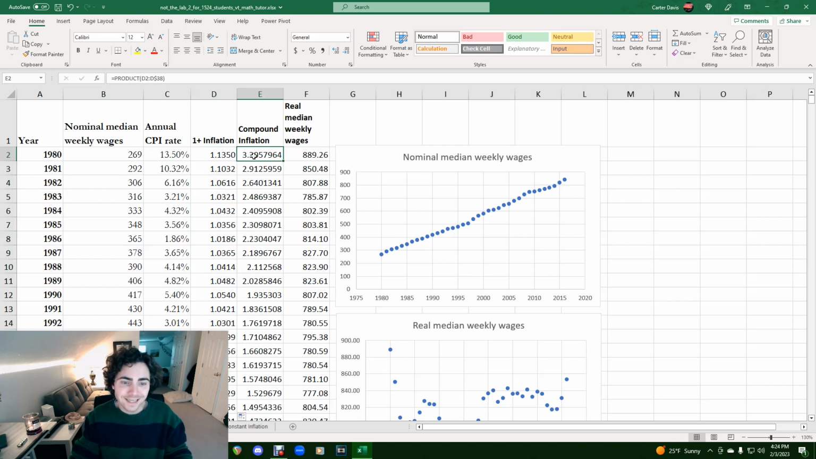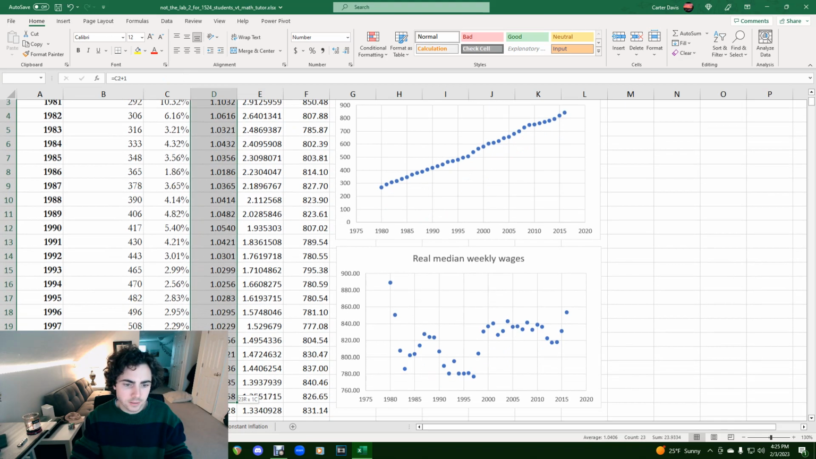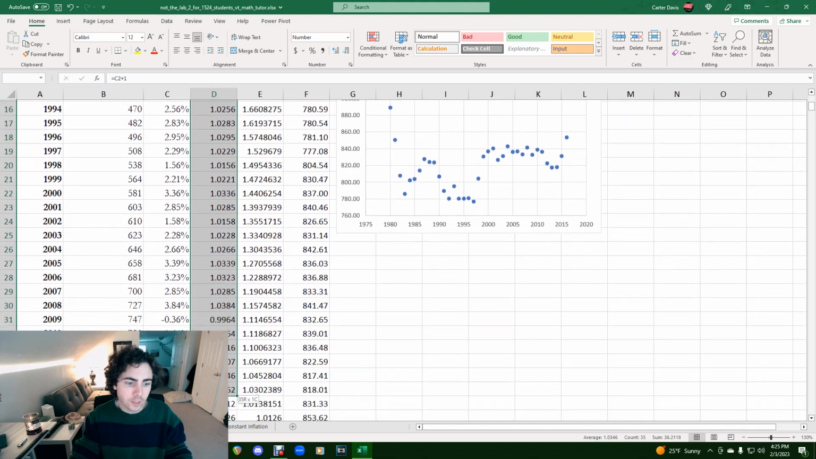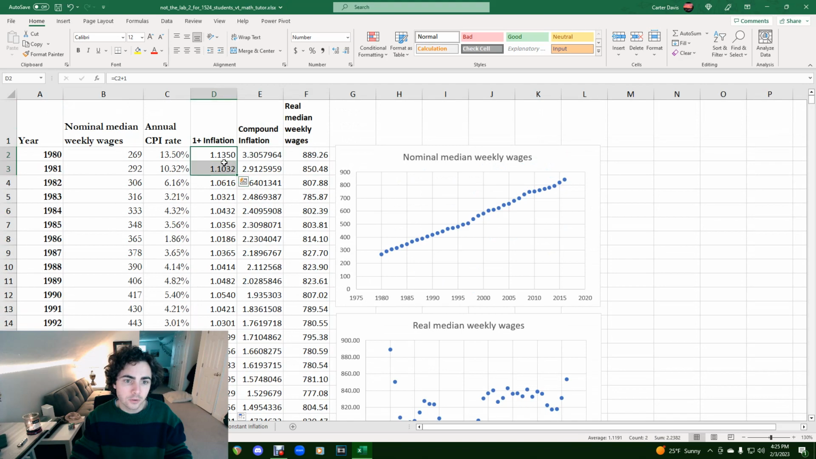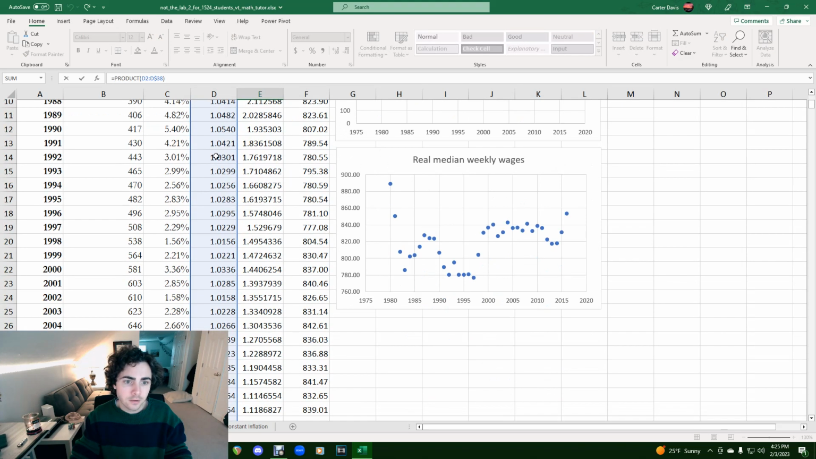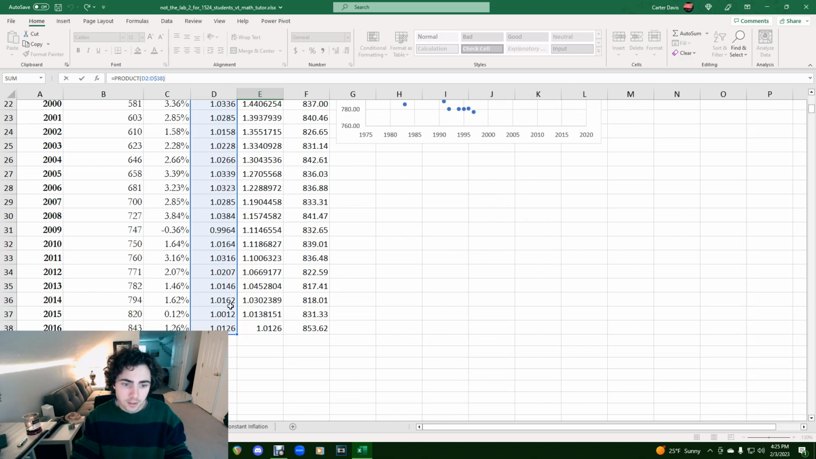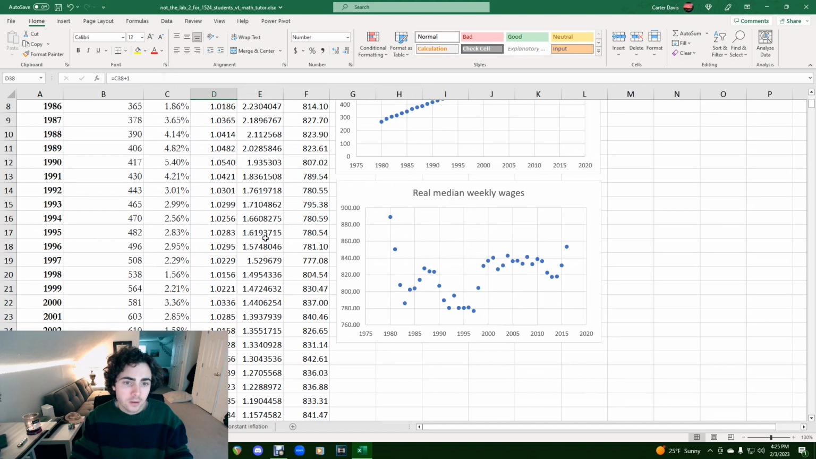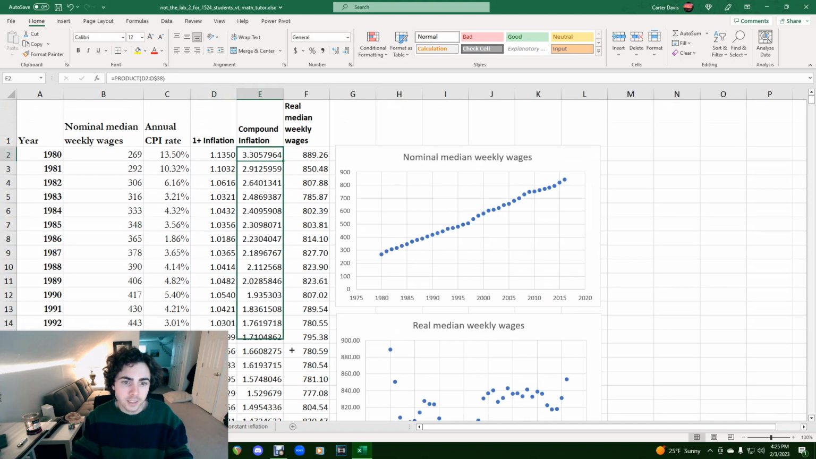So in this case, to find the compound inflation, we are multiplying all these interest rates. All these are inflation rates, right? From the year 1980 all the way to 2016. So the way we do that is we use our product function and we start from the first rate all the way to D38. But we want to make sure to put the dollar sign on D38, so D$38, so that it locks in that last value.